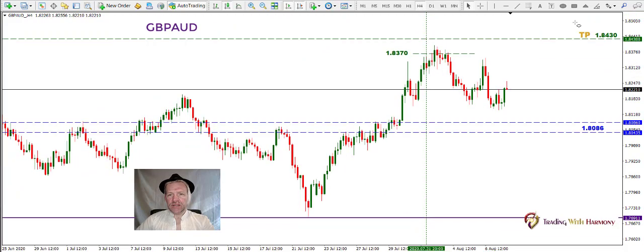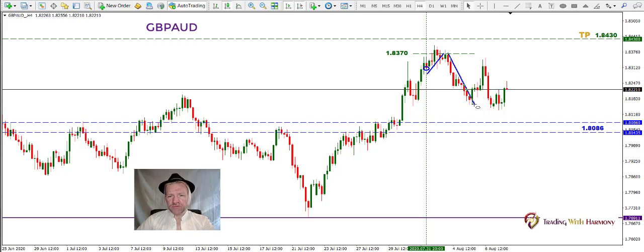Last week we finished at this point here, and what I was talking about was for price to continue up and to hit our TP, which it did. Take profit at the 1.8370, and then we have a big decline here, a big pullback here for this week.